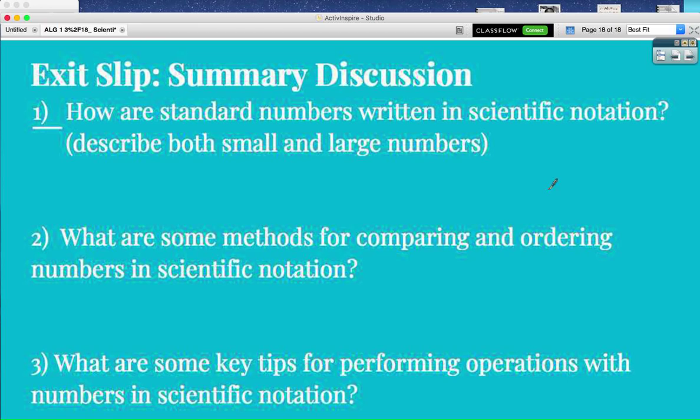Question number 2, what are some methods for comparing and ordering? Well, just putting them in the same format. Either put them all in standard or put them all in scientific. If they're in scientific, you can compare the exponents first and then the expressions out front.